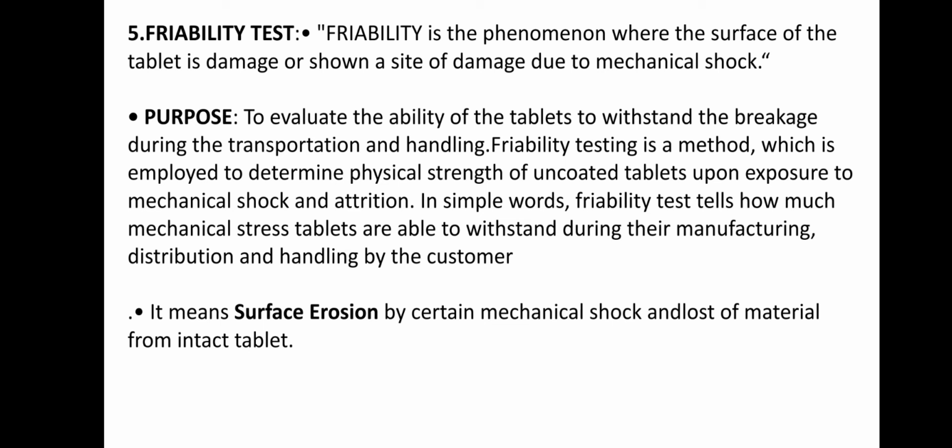Friability test. Friability is the phenomenon where the surface of the tablet is damaged or shows a site of damage due to mechanical shock. Purpose: to evaluate the ability of the tablet to withstand breakage during transportation and handling. Friability testing is a method employed to determine the physical strength of uncoated tablets upon exposure to mechanical shock and attrition. In simple words, the friability test tells how much mechanical stress tablets are able to withstand during manufacturing, distribution and handling by the customer.